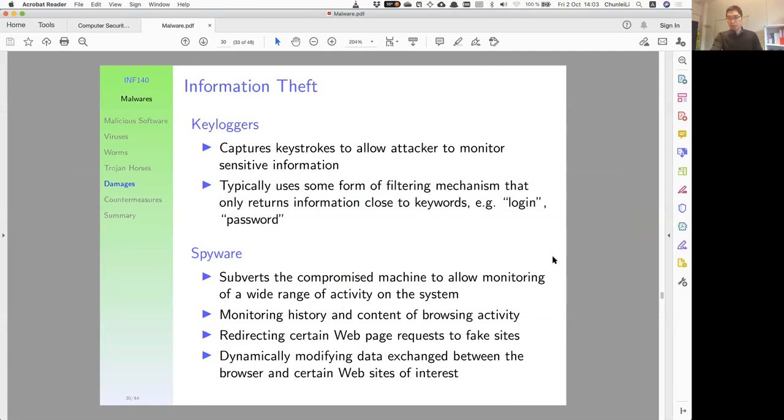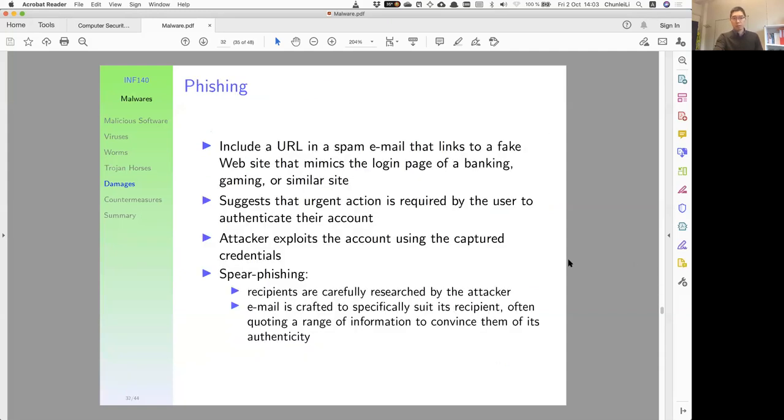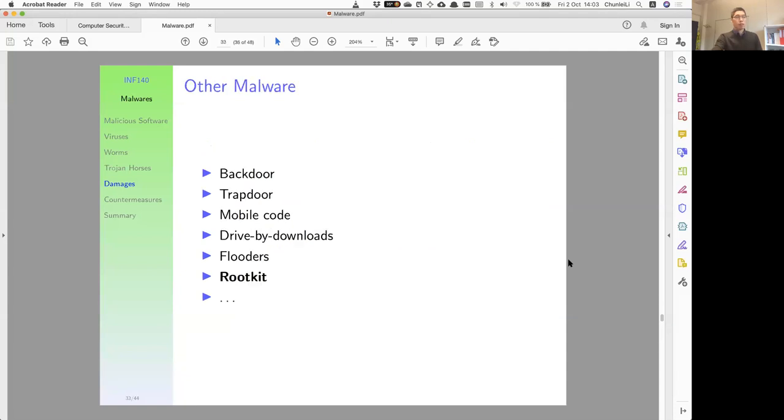I see we are already at the end of the time, so I will leave you to go through the other malware. As I mentioned, for most of the malware you can get its intention, its payload, quite easily from its name. For more detailed introduction of them, you can refer to the textbook. Next week, we will focus on the countermeasures for all this malware. That's all. Thanks. That's today's lecture.